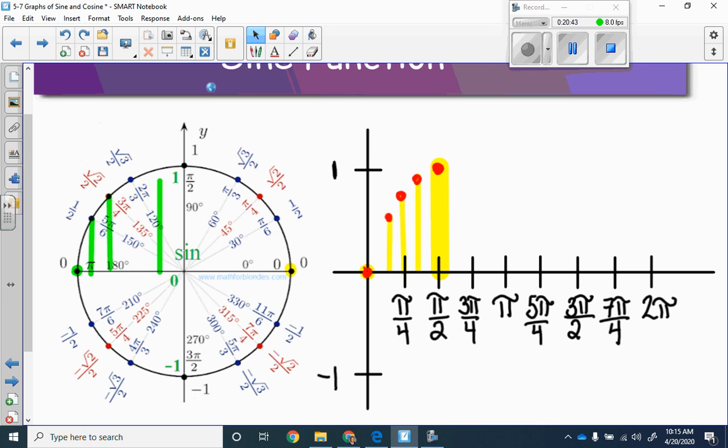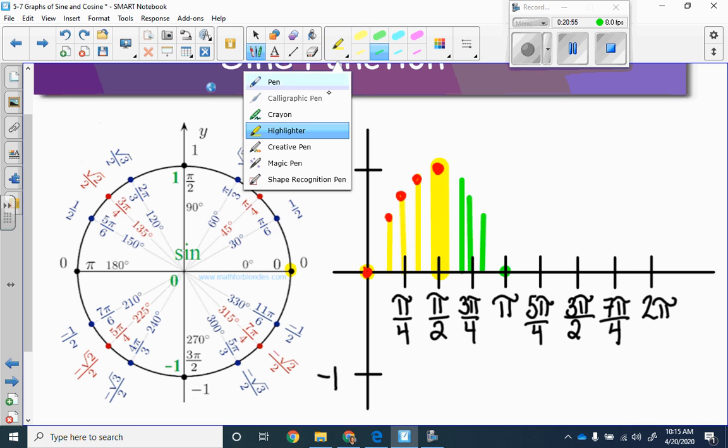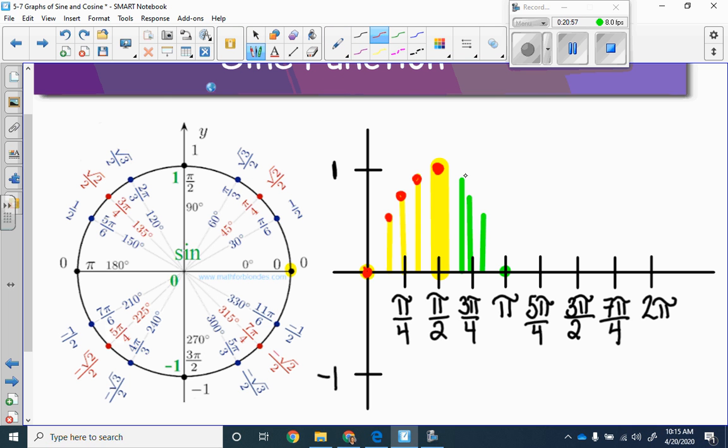If I were to take all of these and put them onto our graph, notice what's happening with these points. It's a mirror image of what we just saw in that first quadrant. And so there's your first 2 quadrants as we're going around.